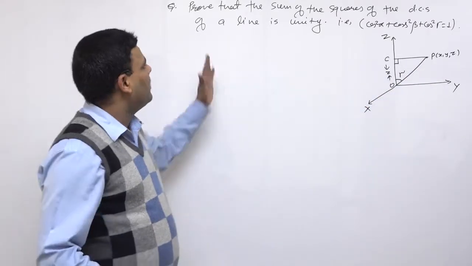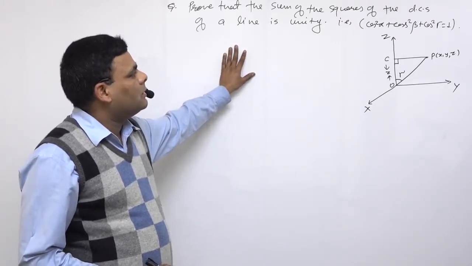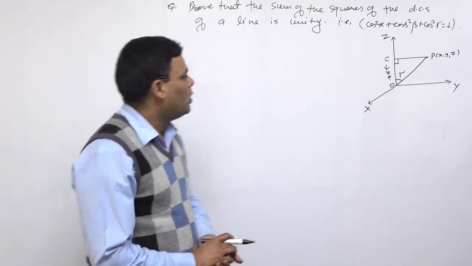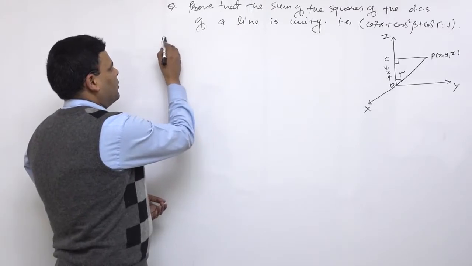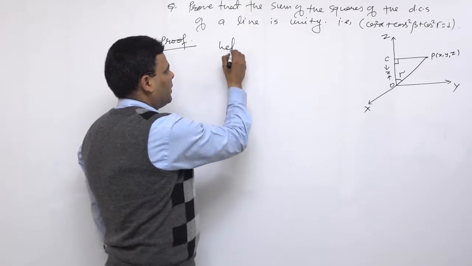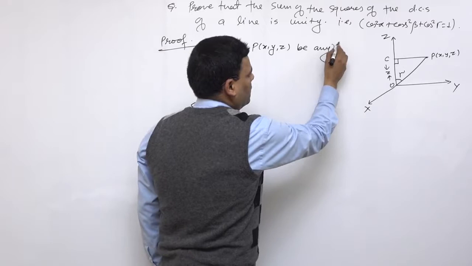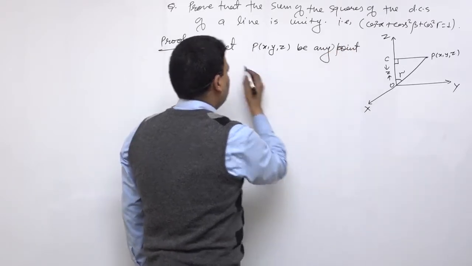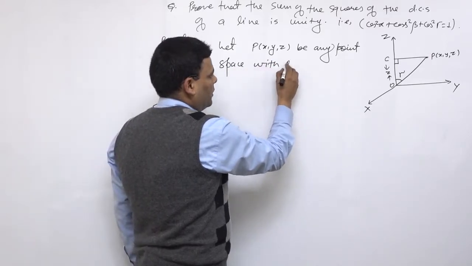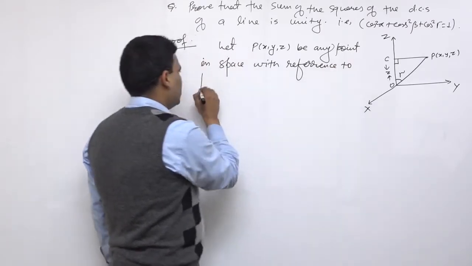In this way we are going to prove that the sum of the squares of the DCs of a line is unity. That is, cos square alpha plus cos square beta plus cos square gamma equals 1. Okay, the proof. Let P(x, y, z) be any point in space with reference to the rectangular axes.